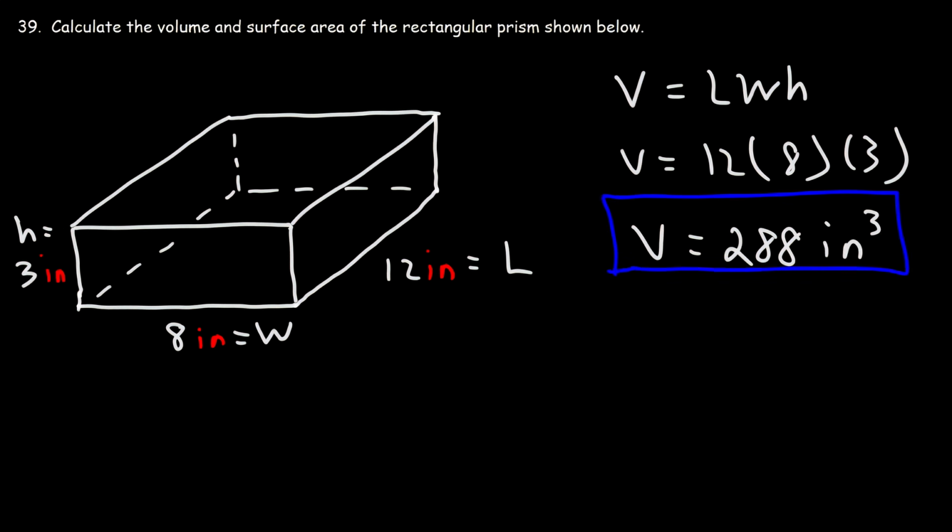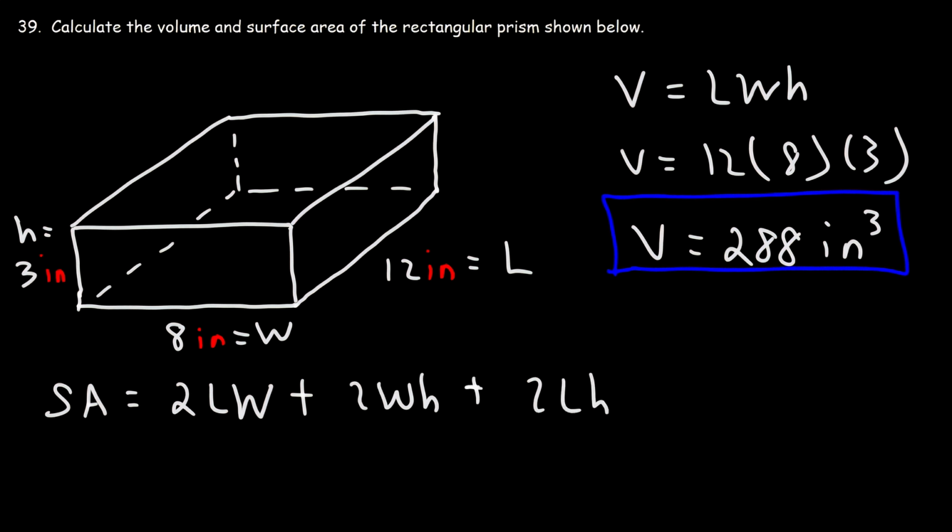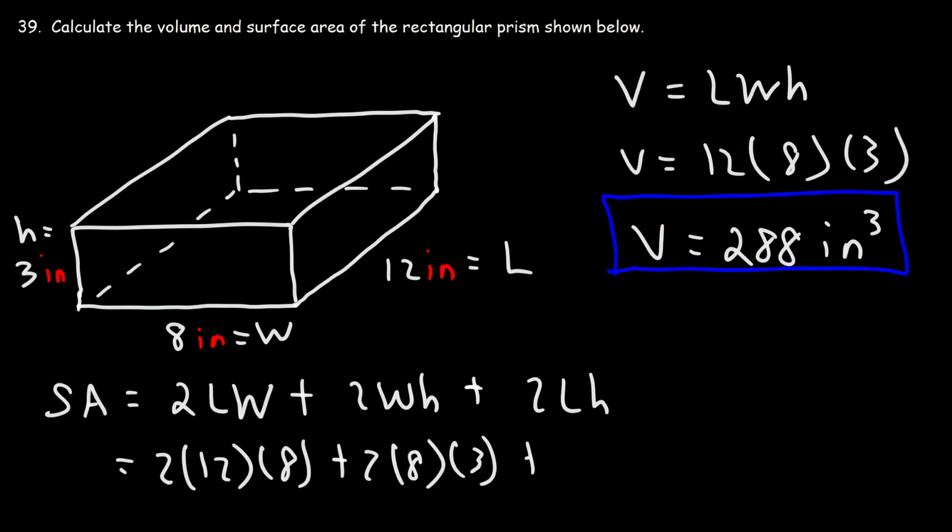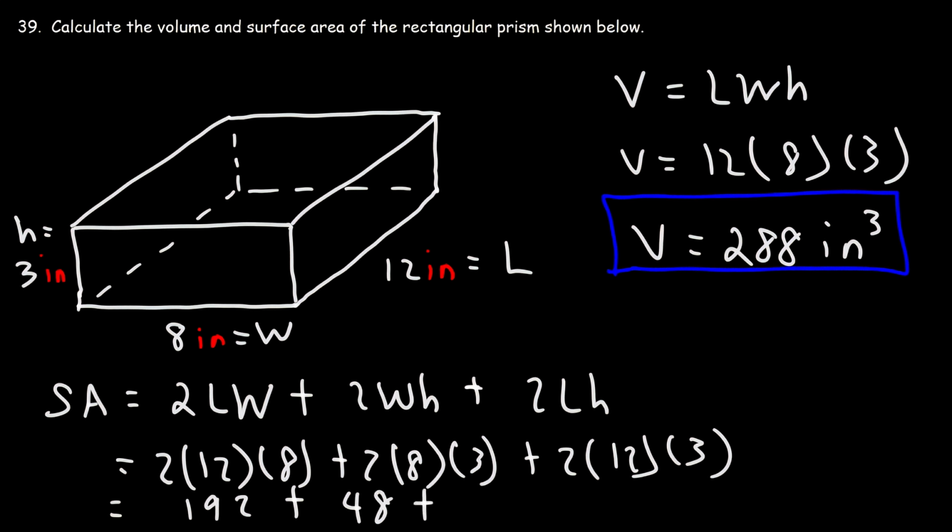Now what about the surface area? The surface area of a rectangular prism is 2 times LW plus 2 times WH plus 2 times LH, because there's 6 surfaces of the prism. So in this example, L is 12, W is 8, and H is 3. So 2 times 12 times 8, that's 192. 2 times 8 times 3, that's 48. And 2 times 12 times 3 is 72.